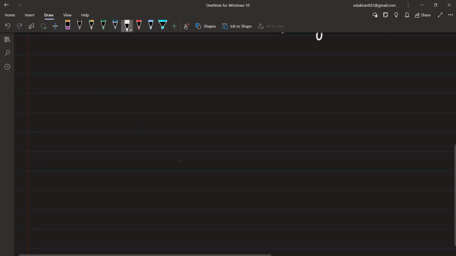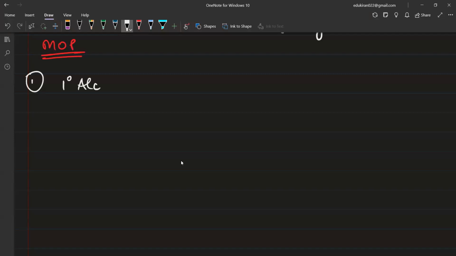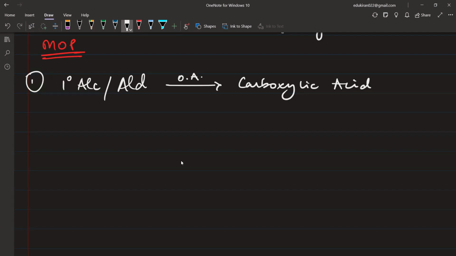Let us start with methods of preparation of carboxylic acid. In methods of preparation, the number 1 will be either from 1-degree alcohols or from aldehydes. If you are going to oxidize this with any strong oxidizing agent, you are going to get carboxylic acid.